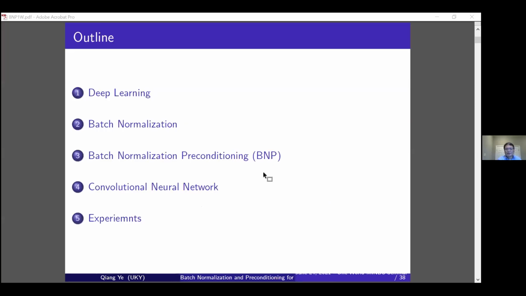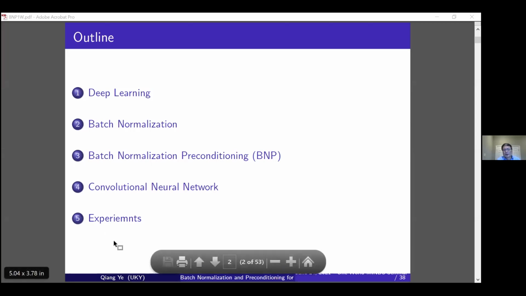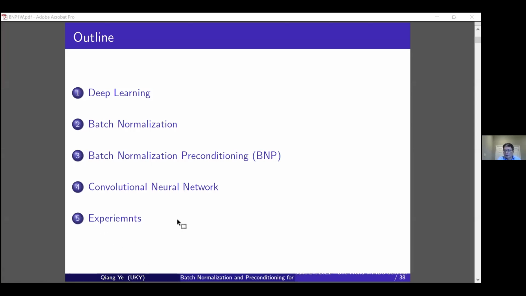Okay, so here's the outline. I will start with a brief introduction to deep learning, and then I will describe batch normalization in some detail. And then I will talk about our work using batch normalization for preconditioning to accelerate the training. For the first three topics I will focus on the basic neural network called the fully connected network. After that, I will talk about applications to the convolutional network. And then finally, I will end with some experiments and concluding remarks.